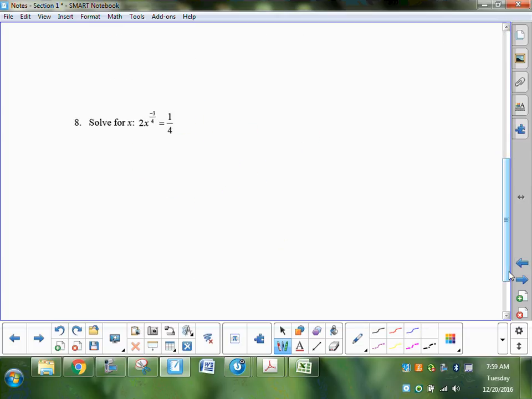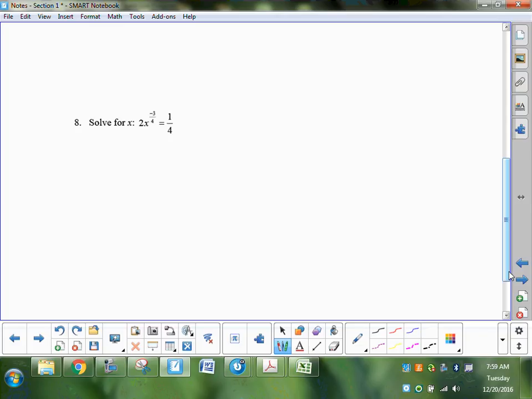Let's do number 8. What's your first step in 8 going to be? Now, this is interesting. Look at 8 first. Hands up, please, and tell me what your first step in 8 would be. Jack? He's going to say divide by 2. What's the problem with dividing by 2? No one sees any issue.